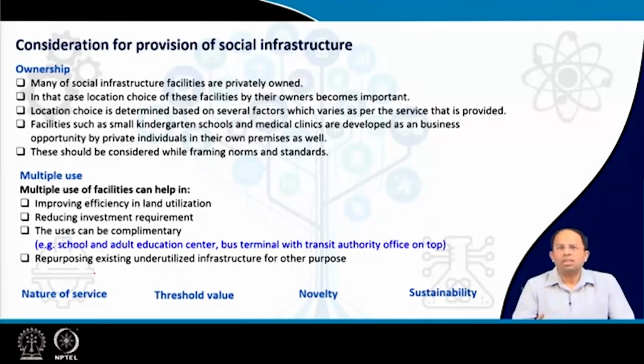So location choice is determined on several factors which vary as per the service that is provided. For a school I will determine the location in a certain way, for a health center I will decide the location in another way. Facilities like small kindergarten schools or medical clinics are developed as business opportunities by private individuals, and usually they will try to develop them in their own premises. So if residential use allows certain kinds of kindergarten schools and health clinics to be developed, those can come up over there.